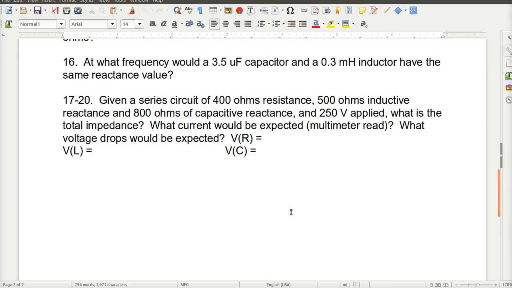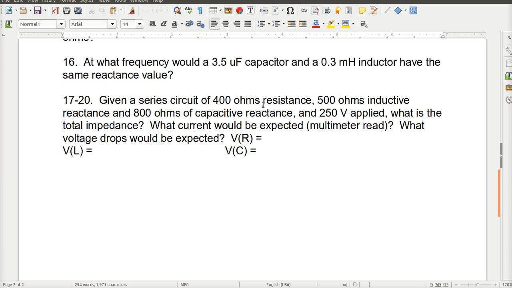17 to 20, given a series circuit, 400 ohms resistance, 500 ohms inductive reactance, 800 ohms of capacitive reactance, and 250 volts applied, what is the total impedance? What current would be expected? Multimeter read. You can't build this circuit, so this is all theoretical. What voltage drops would be expected? Okay, so I've got 400 ohms of resistance, 500 ohms of inductive reactance, 800 ohms of capacitive reactance. So I'm giving you inductive reactance and capacitive reactance, not capacitive and inductive values.